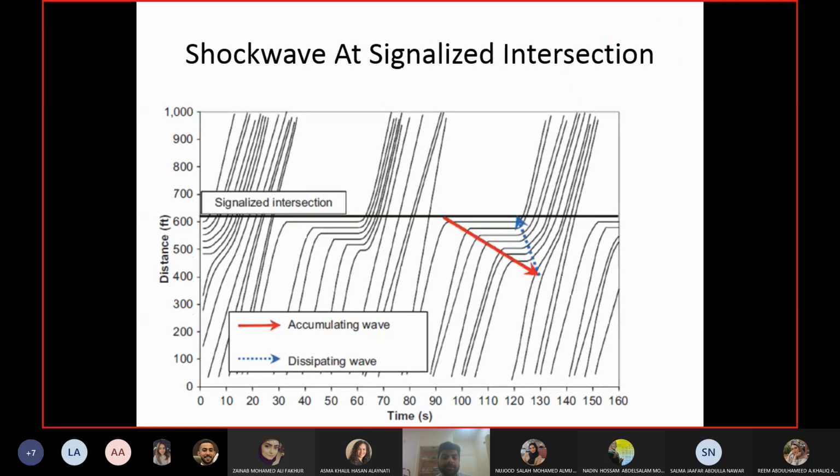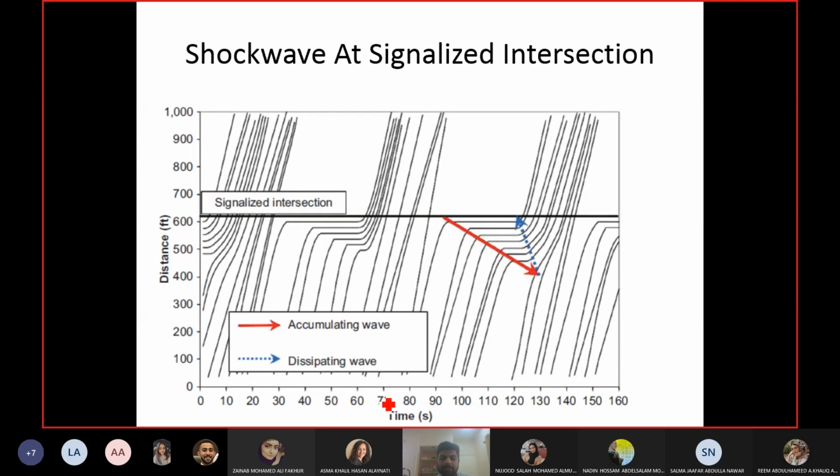In this figure, you can see the effect of shock waves at a signalized intersection. Here they are showing the accumulating shock wave and the dissipating shock wave. Accumulating means the Q is building up. And dissipating means the Q is dissipated. The Q is now released. You can say it like this.